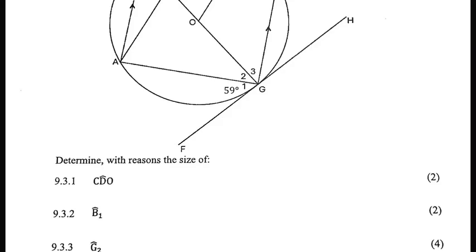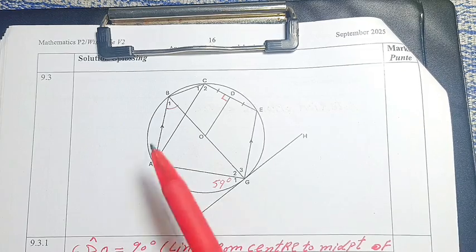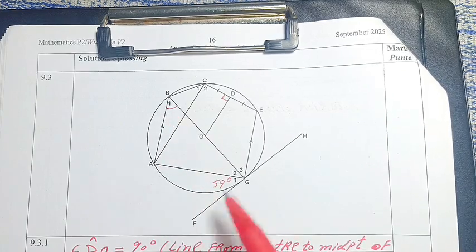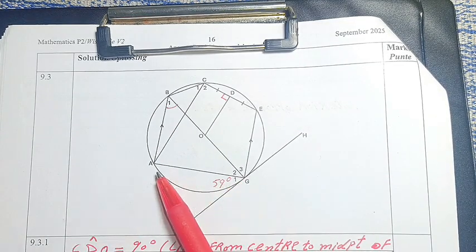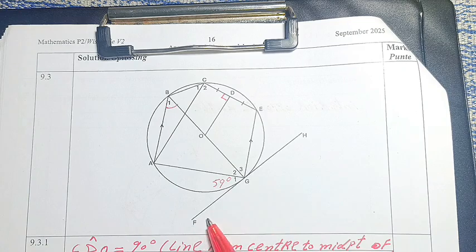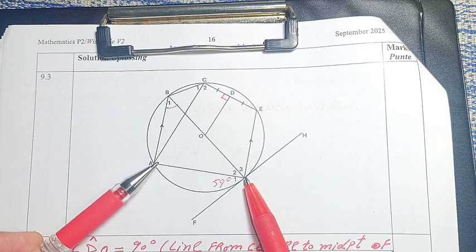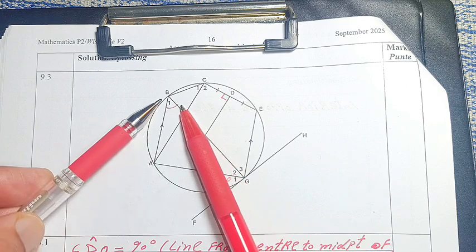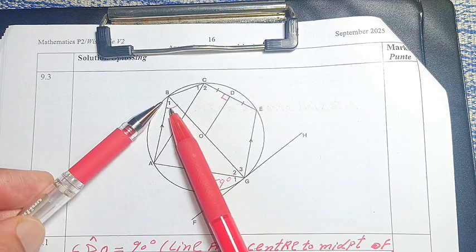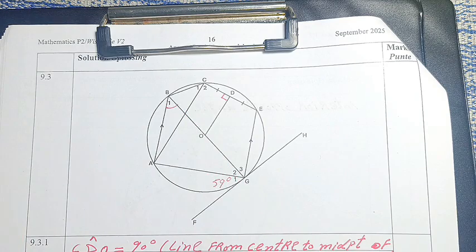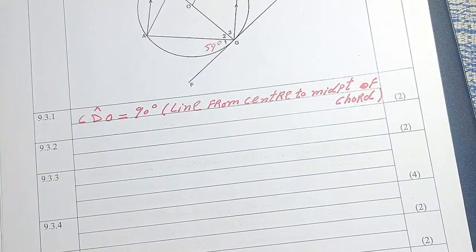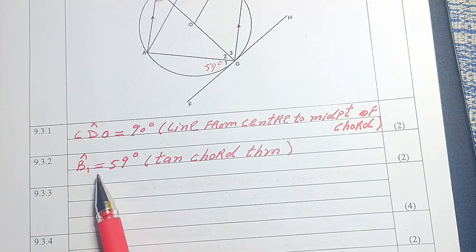9.3.2 angle B1. So we need to find the angle B1. That's going to be the tan chord theorem, between tan and chord. So this is the chord and this is the tan. The angle between tan and chord is 59 degrees. Now this chord forms the angle B1, so angle B1 is equal to 59 degrees, tan chord theorem.